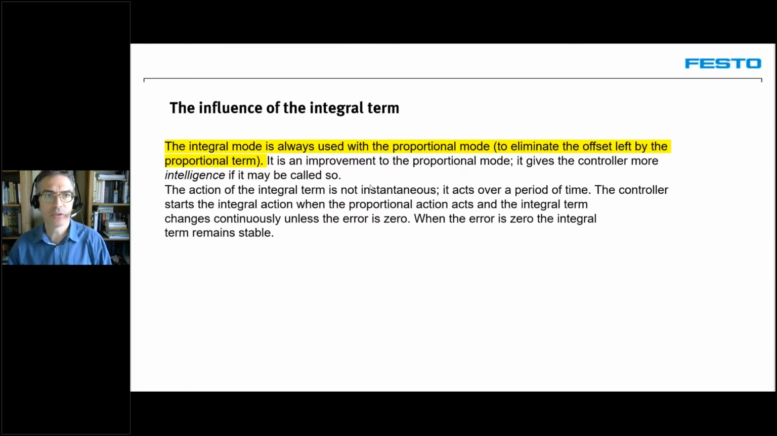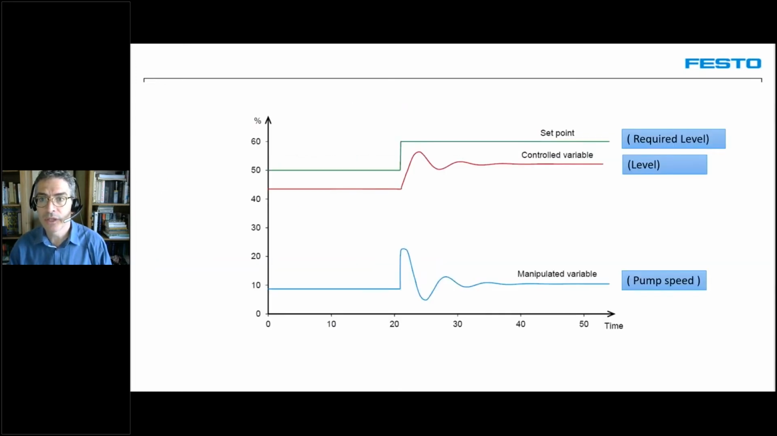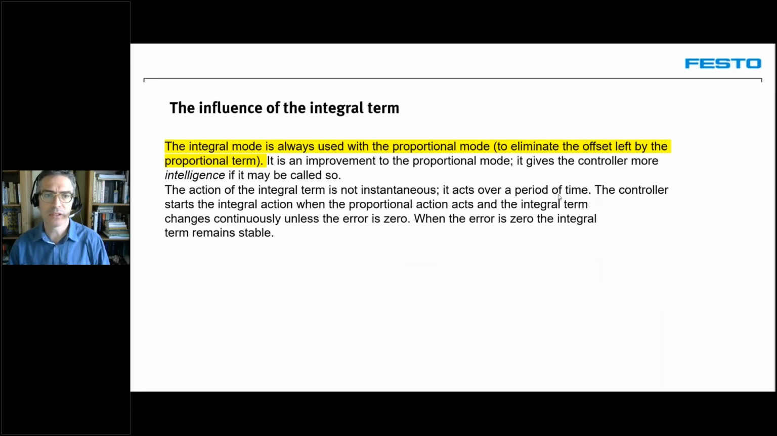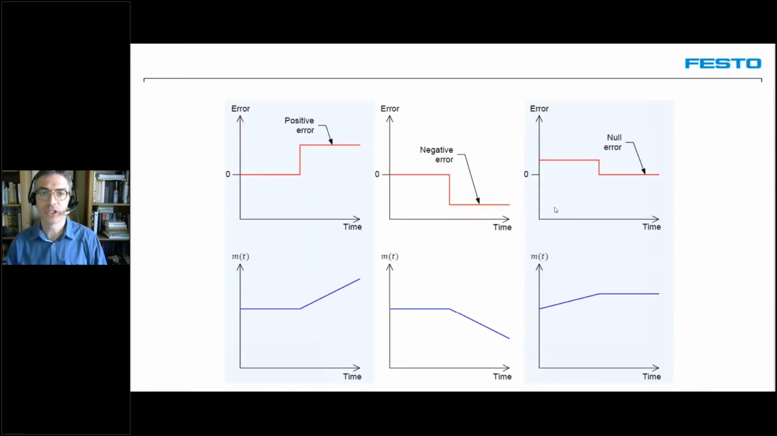So we say here we introduce the integral term. Now that we have discussed the proportional term, the integral term is there to eliminate the offset left by the proportional term, just like I was telling you. So it will eliminate this offset here between the set point and the control variable. How will it achieve that? Well, it will achieve that by, as its name implies, integrating the error.